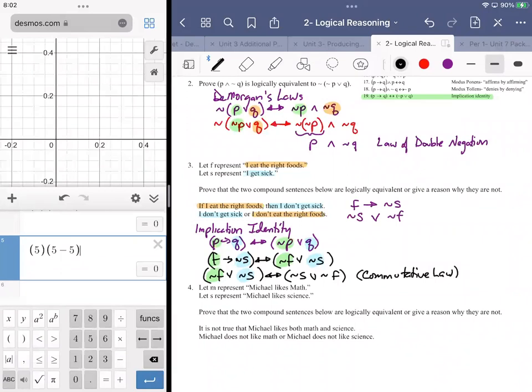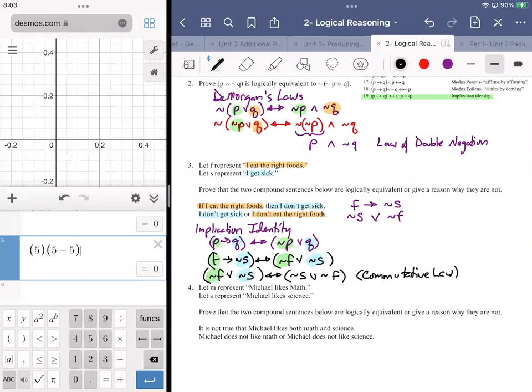Yeah, so it's just a matter of swapping the order to make it equivalent to what they're asking us to make it equivalent to. All right. So it logically follows from if I eat the right foods, then I don't get sick, that I don't get sick or I don't eat the right foods. Right? But our job is to justify the connection, the chain of custody. It's not that complicated, but it's the logical reasoning that gets you there.